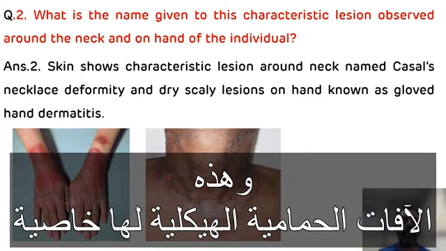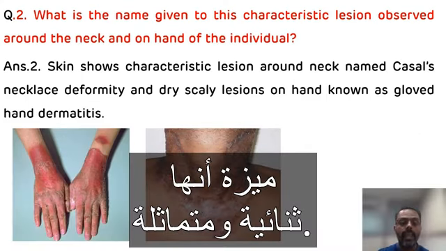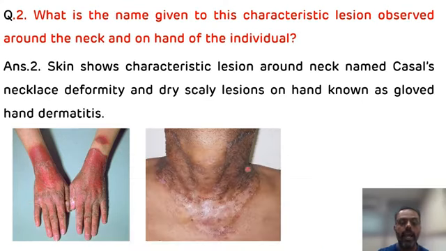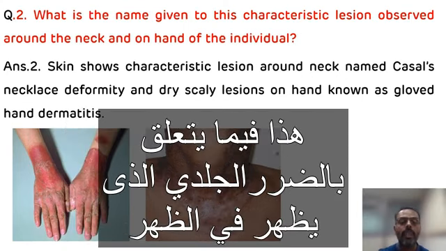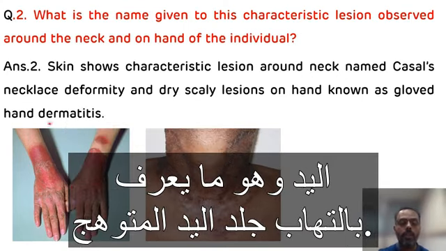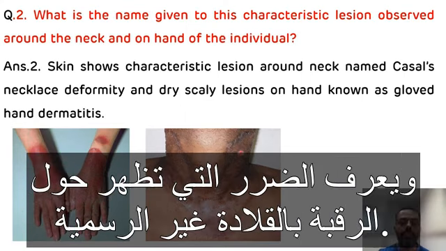These erythematous skin lesions have the characteristic feature that they are bilateral and symmetrical, and they affect mostly the sun-exposed parts. They are photosensitive. So that is regarding the skin lesions: the one seen on the dorsum of the hand is known as glove hand dermatitis, and the lesion seen around the neck is known as Casal's necklace.